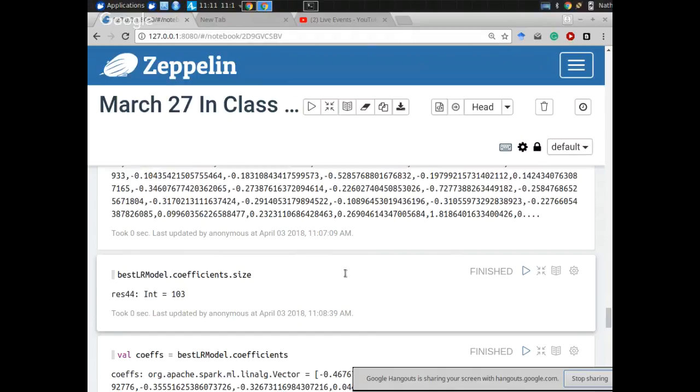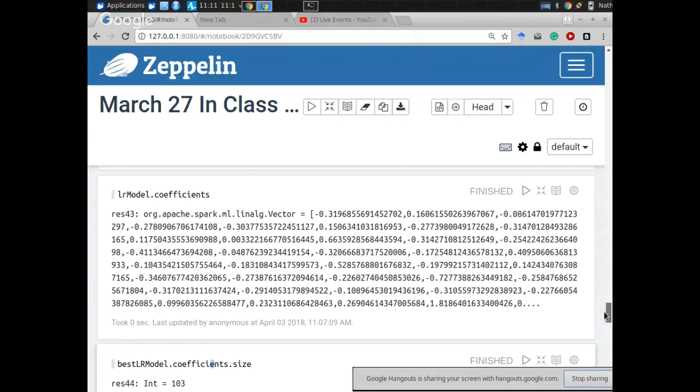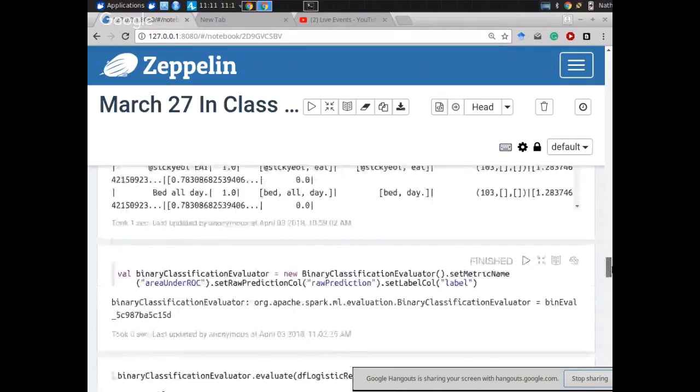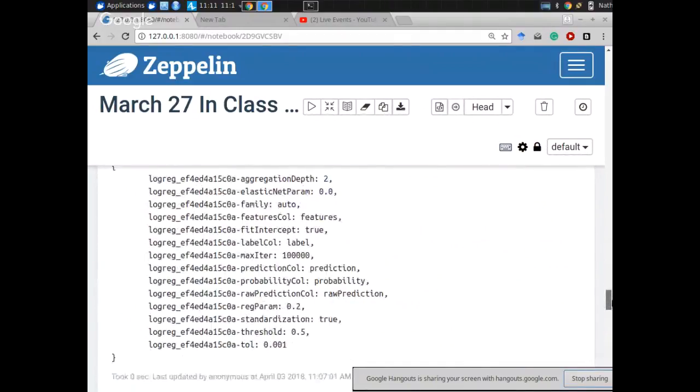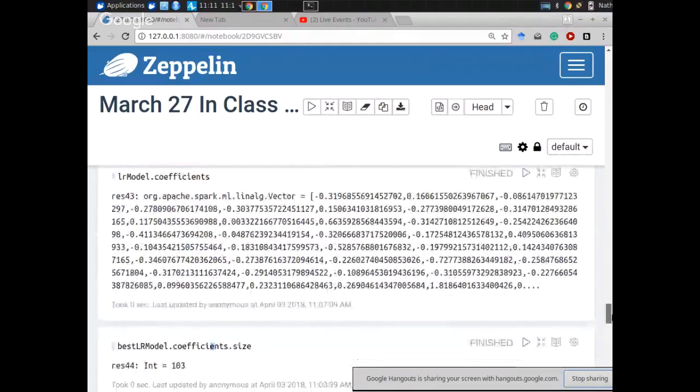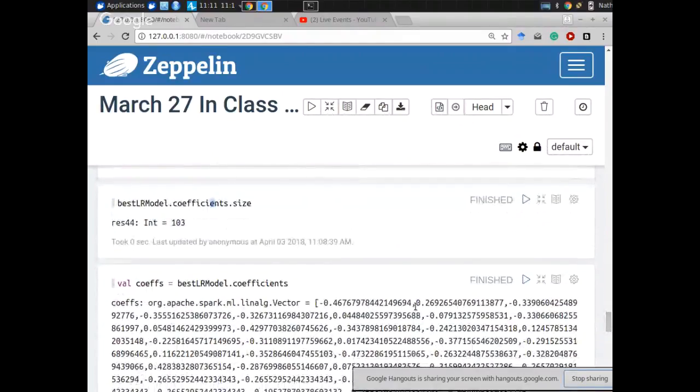Okay, sure. Now, you'll notice that there's 103 of these coefficients. Why is that significant? Where did we see the 103 before? It was the length of the vectors. There are 103 possible what? Words. Okay.